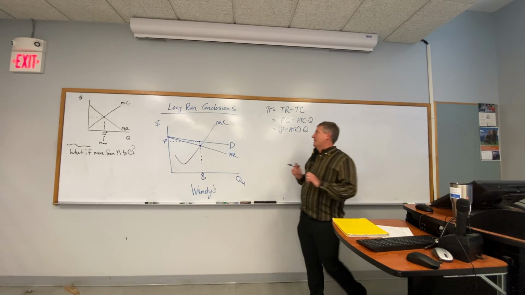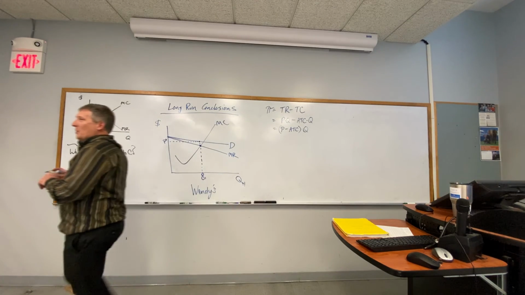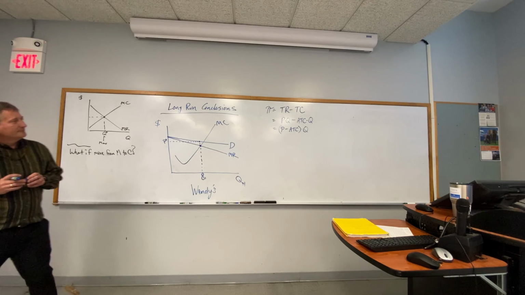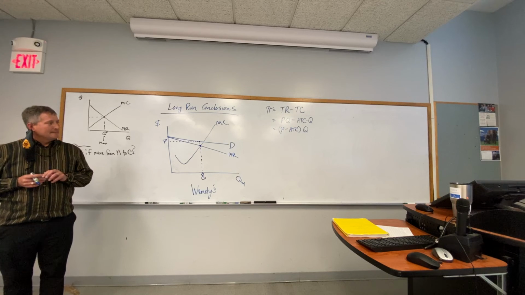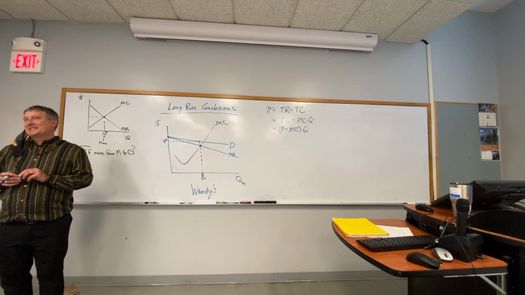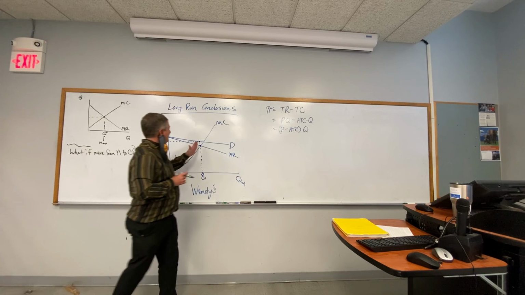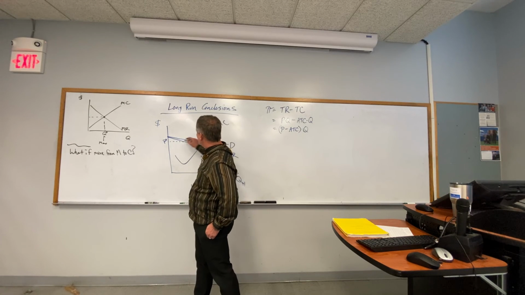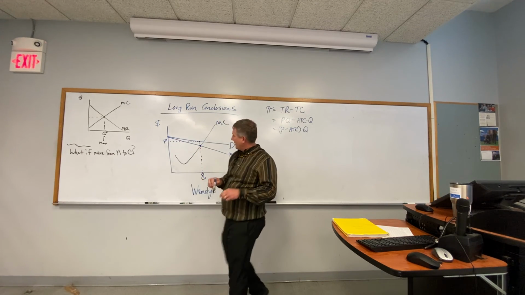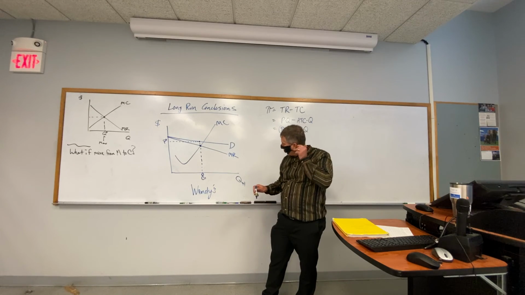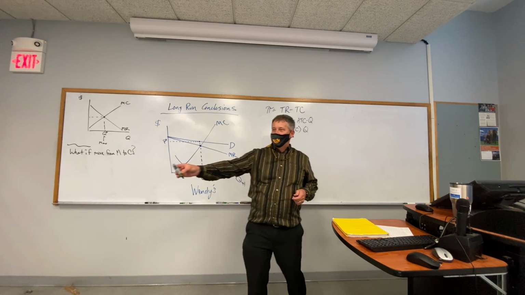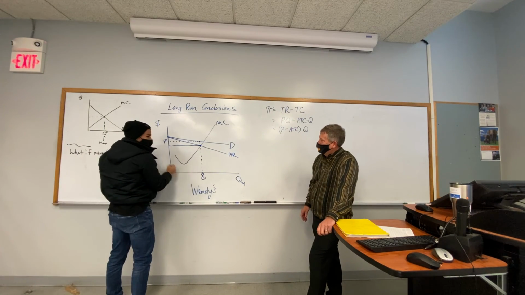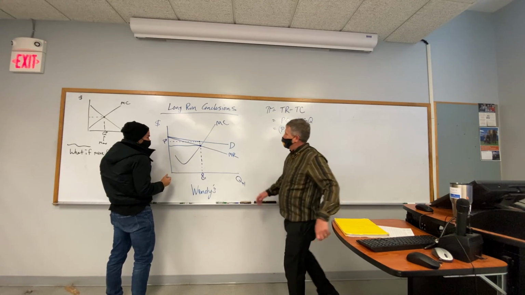So back to this thing here. How would you show profit? That rectangle minus the other rectangle. So which rectangle? Price times quantity? Uh-huh. No. Come on up. Rectangle. Okay. So that is the profit, this whole area?